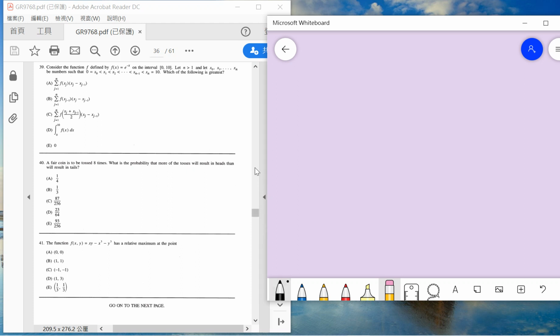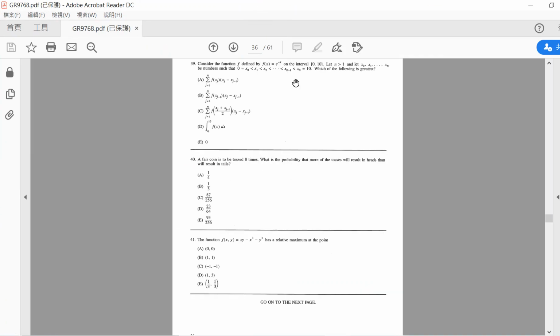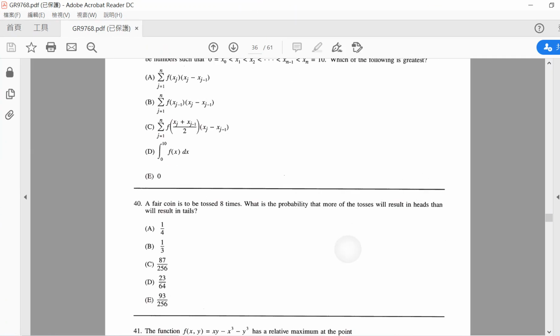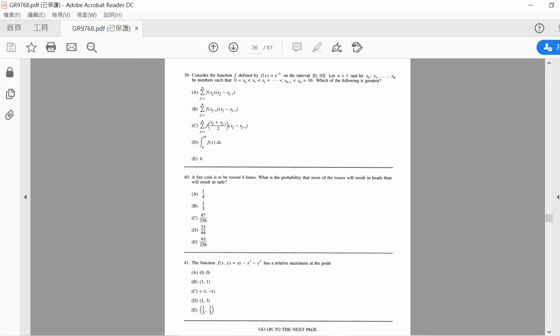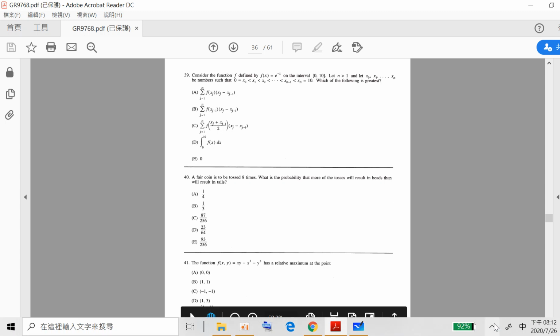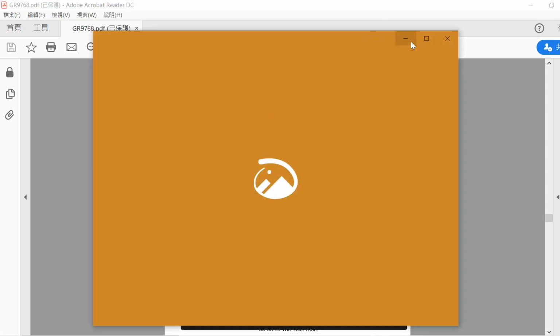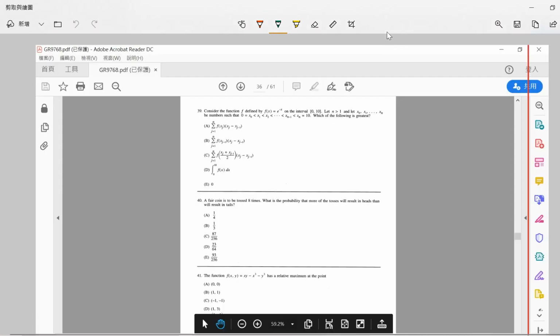Welcome guys. So we are solving 39, 40 and 41. So 39, okay. I think these three problems are simple. So I think I will just catch a picture and write it down so we can solve it.